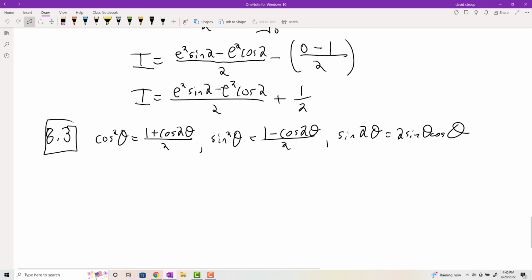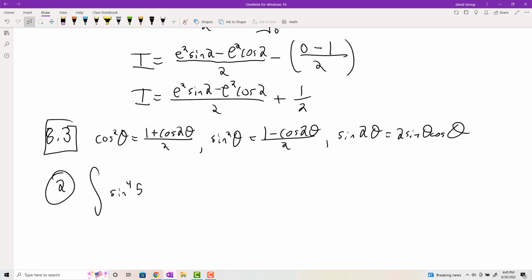All right, so let's get in there and look at one of the problems where we actually apply those first two identities. Here I have sine to the 4th of 5 theta d theta. Okay. So those first two identities, sometimes called the power reduction identities. So that's what I want to do. I want to reduce the power from the 4th power to the 1st power.